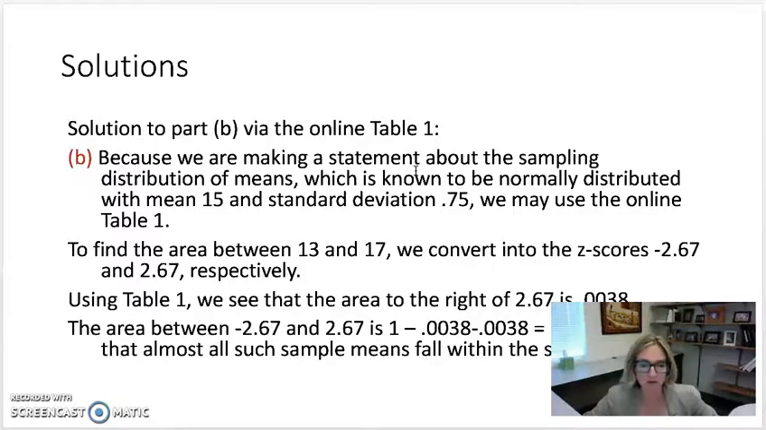If you use the table, you can see that the area to the right of 2.67 is 0.0038. And we know that the normal distribution is symmetric, so the area to the left of negative 2.67 will also be 0.0038. Then to find the area between 13 and 17, we simply take 1 minus 0.0038 minus 0.0038 and get 0.99. This indicates that almost all such sample means fall within the specified range.